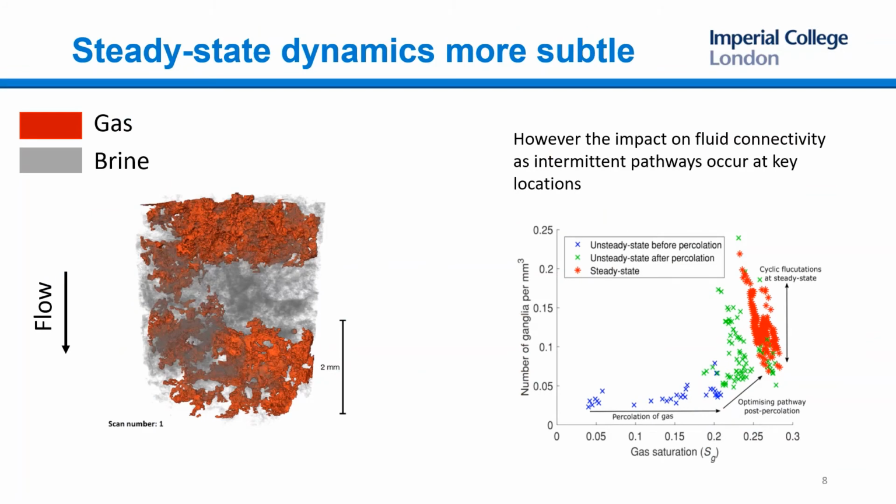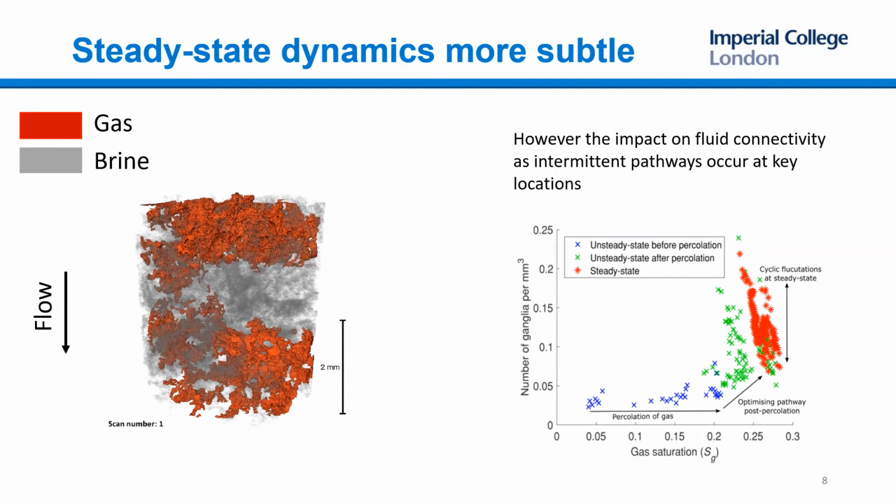The dynamics we observe at steady state are much more subtle. So on the left, we have a video similar to the one before, where the gas is shown in red, the brine is shown in grey, and the rock grains are transparent in this case, and the flow is from top to bottom. And this video is actually plotted in real time. So each scan that lasts a second is plotted a second apart. And what you can see is that it doesn't look like a lot is going on because the dynamics are so subtle. But if I just speed up the video, you can see that actually a lot is occurring.